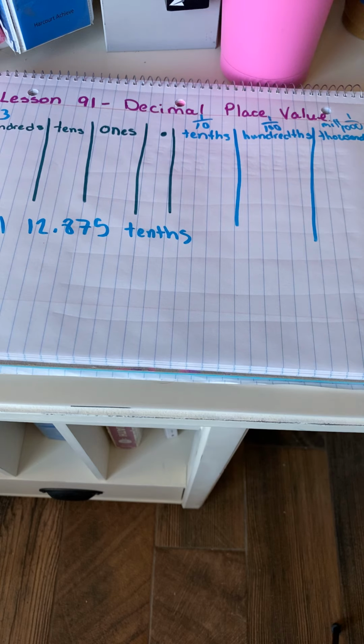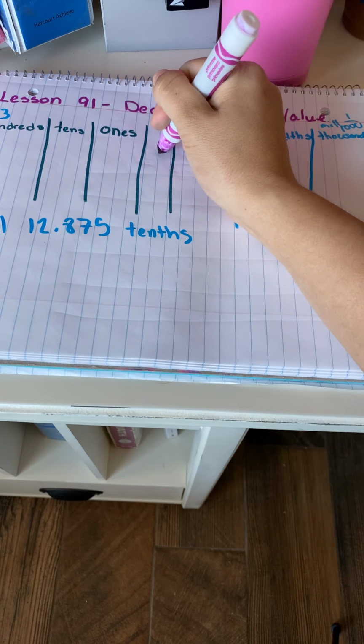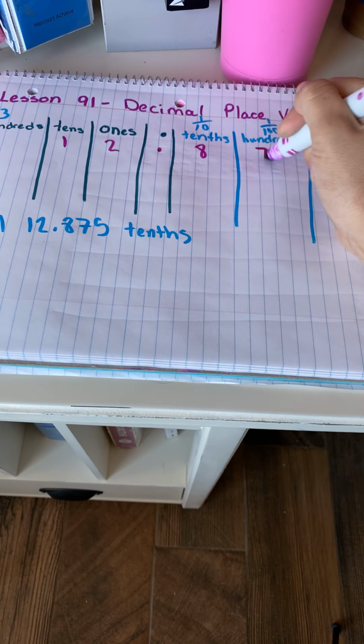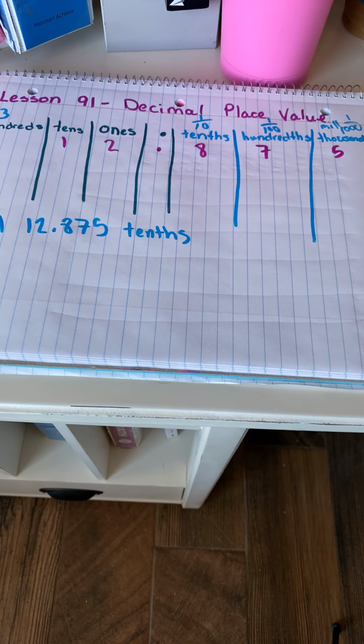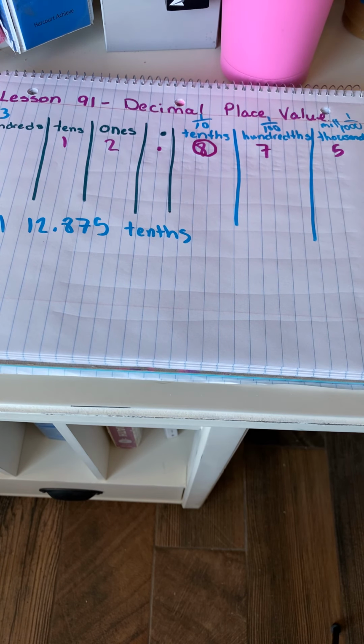So it says which digit in 12.875 is in the tens place. So in your chart, you're going to write this number. You look where your decimal point is. 1, 2, 8.875. So it wants to know which digit in 12.875 is in the tens place. Well, our tens is right here. Therefore, 1 is in the tens place. So that would be for that one.